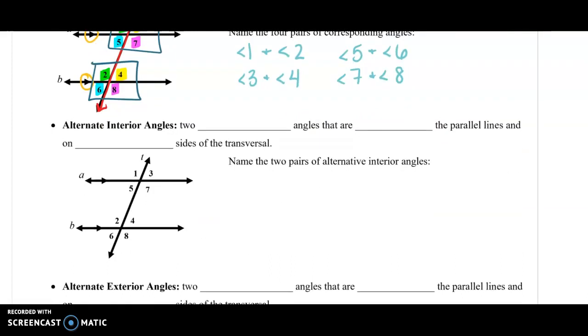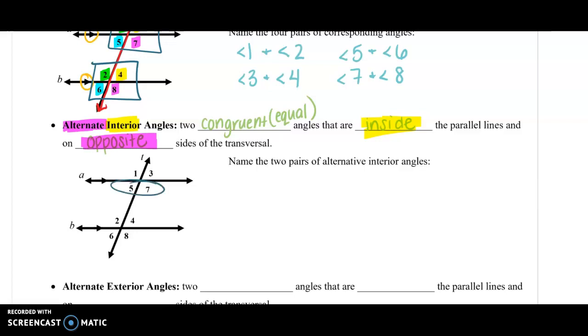Then when we look at alternate interior angles, what does that mean? This is two congruent angles. Again, congruent just means equal. Angles that are inside the parallel lines on opposite sides of the transversal. And I want to take a minute: inside, interior; opposite, alternate. It matches up. Alternate means alternating sides, different sides. Interior means inside. So they are inside the parallel lines on opposite sides of the transversal.